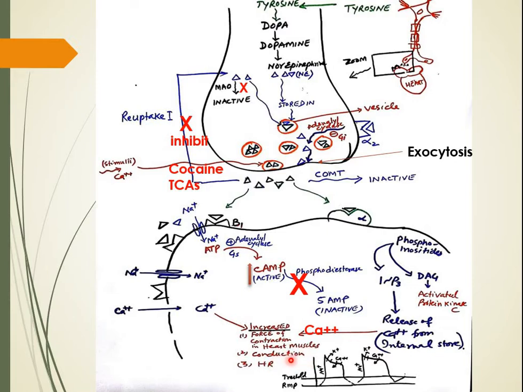There is increase in the conduction, that is positive dromotropic effect, and increasing the heart rate. So the ultimate overall effect is increase in the cardiac output, increasing the heart rate, and thus blood pressure will rise. So this is how these nerve endings will work.